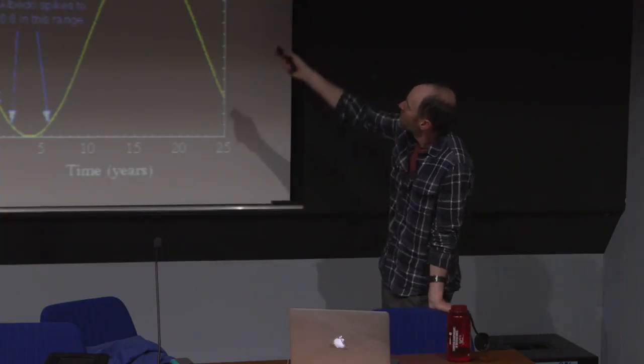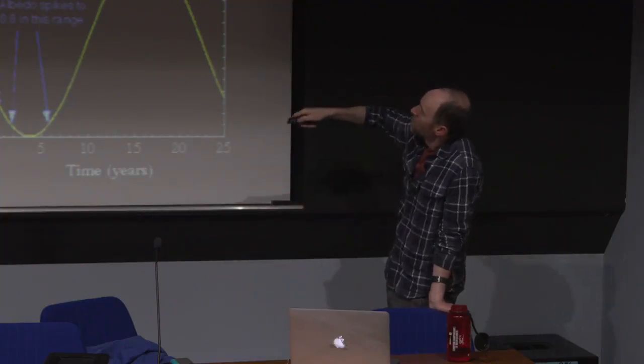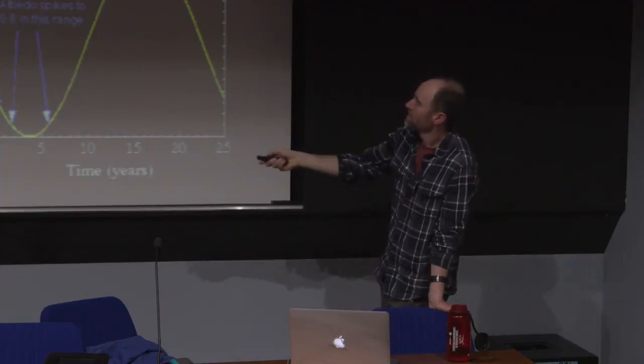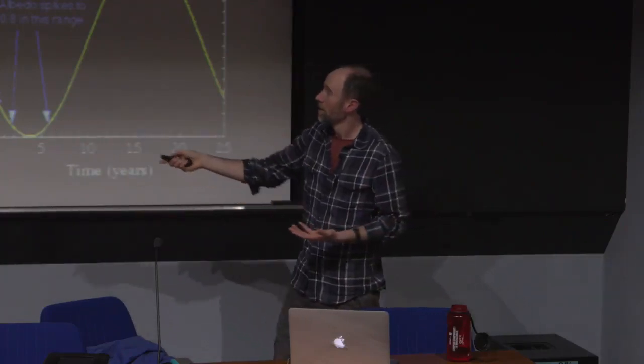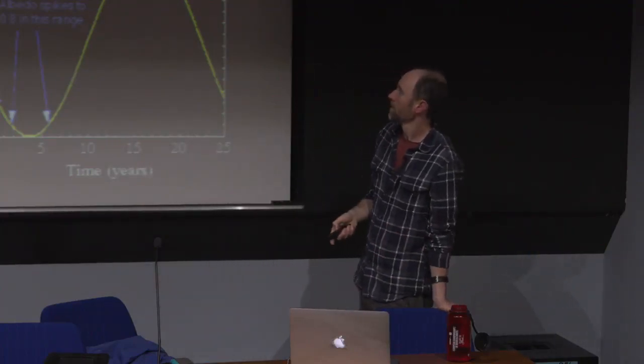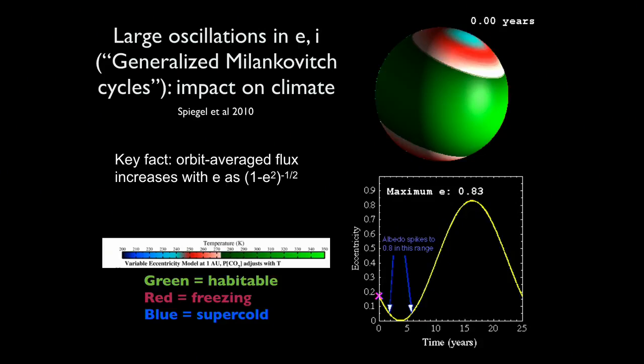In the climate model, here's the planet, and the colors correspond to different temperatures. Green is everything you would think of as habitable, where you can have liquid water. Blue is super cold, and red is just pretty cold. Remember, when we go to 0 eccentricity, that's when the flux is actually lowest. So here we go down to a nice circular orbit, and this thing falls into a snowball state, where it's just an ice ball.